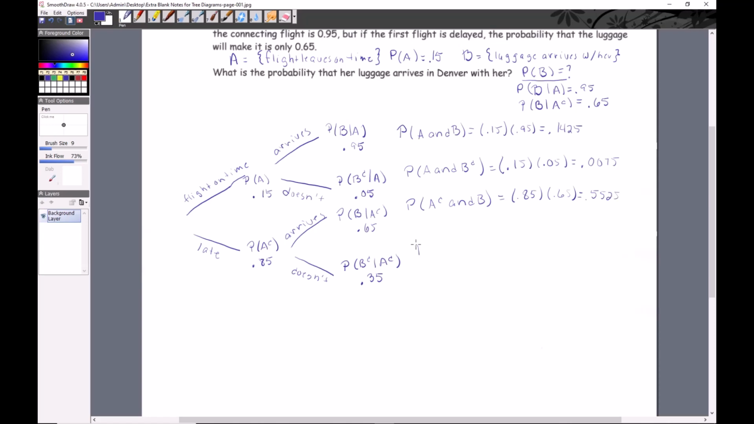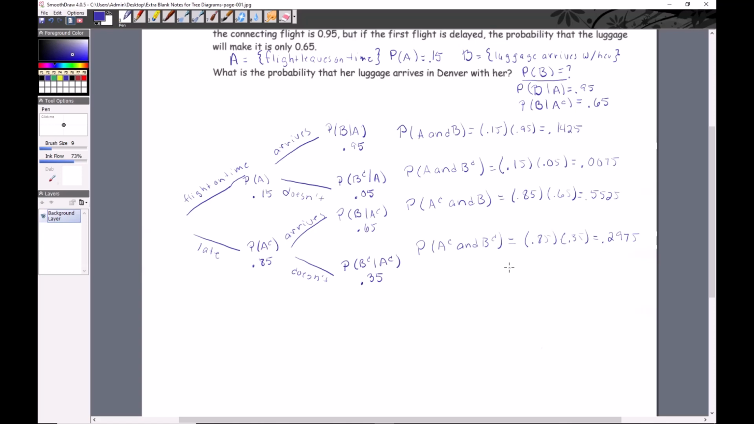And then the final one is the probability that the flight is late and the luggage doesn't arrive with her. And guess what? These are all the possible joint probabilities that we have. So all these 4 numbers, when we put in the 4th one, should add up to 1. So you can add these together and subtract from 1, or just multiply. What would it be? 0.85 times 0.35. And that'll give you 0.2975. All right, so those should add up to 1, all 4 of them. So we've got everything we can get using a tree diagram.